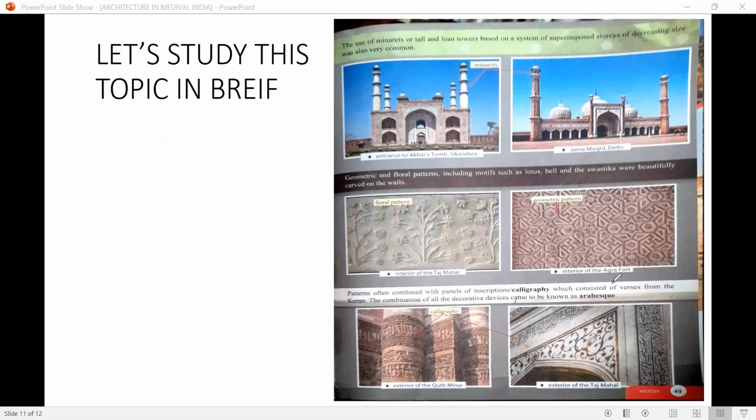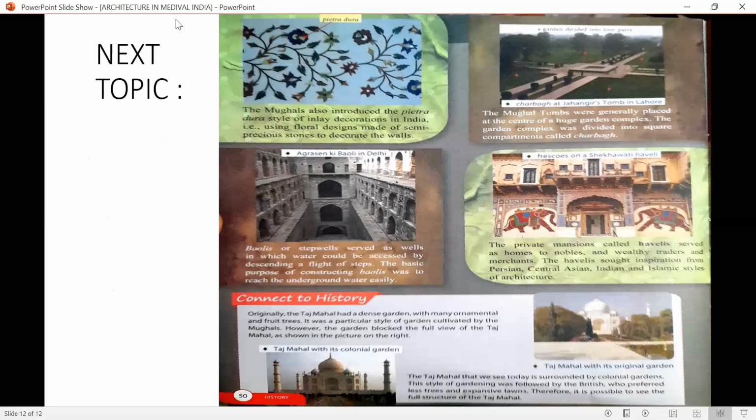So hope this point is clear to you all, and I'm just showing the examples of this on the next screen. So these are the examples. These are known as Pietra Dura. The Mughals also introduced the Pietra Dura style of inlay decorations in India, using floral designs made of semi-precious stones to decorate the walls. So to decorate their monuments, their halls and so on, they used floral patterns. And then they wrote their calligraphy also under their rule.